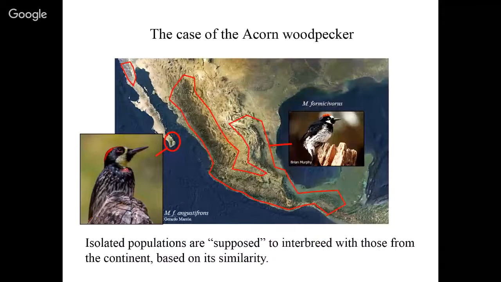However, I want to talk about a particular and real case, which is the case of the Acorn woodpecker, which presents populations in the mainland continent. But there's also a small population isolated in the tip of Baja California, in the Cape region. These isolated populations are supposed to interbreed with those from the continent based just on their similarity, albeit their differences, such as the eye coloration. I wonder if you can see that the one I'm talking about possesses red eyes, and the rest of the population from the continent possesses white eyes. So this is just an example of how it's questionable that this highlighted population can interbreed with those from the continent. It sounds impossible.